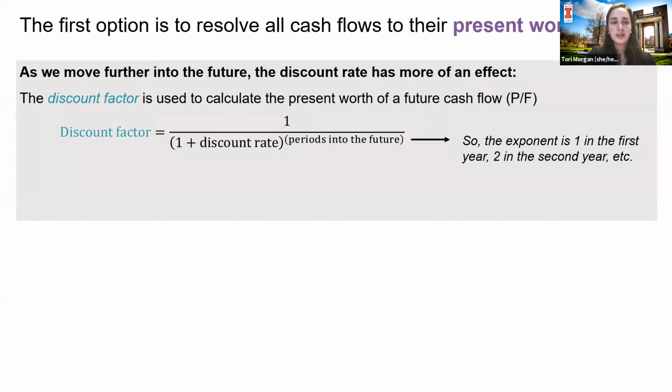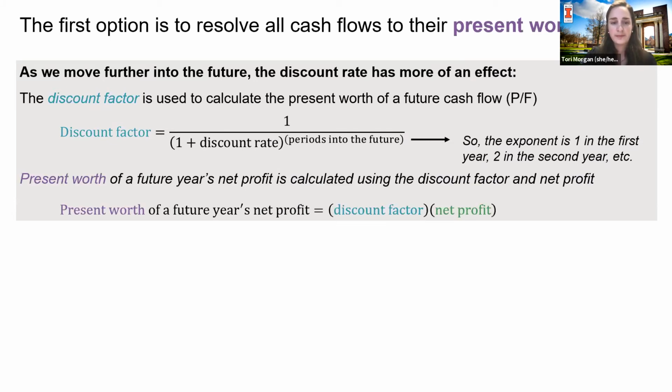The discount factor is used to calculate the present worth of a future cash flow. The discount factor is 1 over 1 plus the discount rate, to the number of years. So you'll use an exponent: in the first year the exponent is 1, the second it's 2, the third it's 3, and so on. The present worth of a future year's net profit is calculated using the discount factor and the net profit that we calculated earlier. So it's the product of discount factor and net profit.